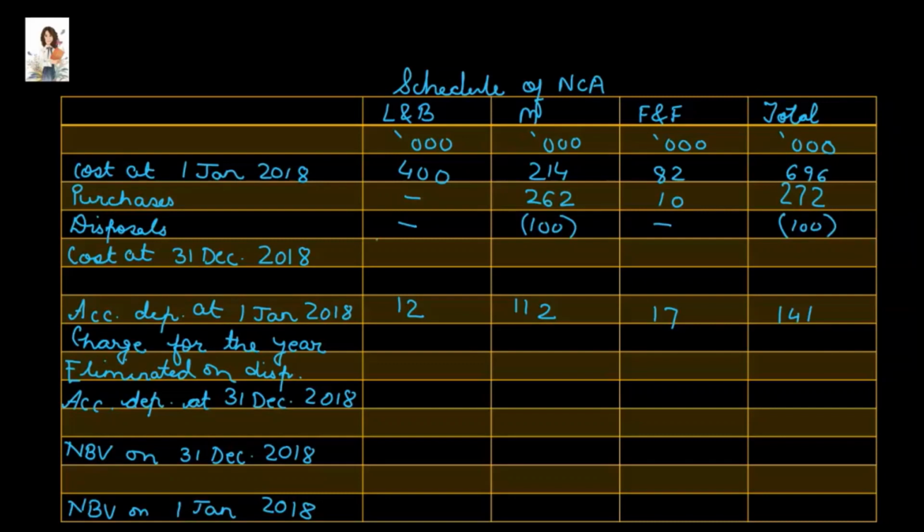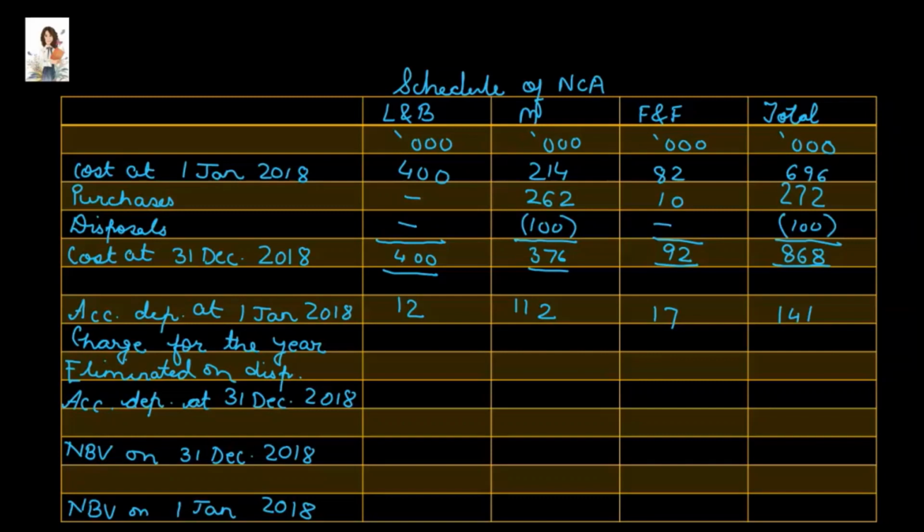So now we can arrive at the cost of non-current assets held on 31st December 2018. Let's total each column one by one. 400, 376, 92, and a total cost of $868,000. Please note that the figures in brackets mean that those figures have to be subtracted because the non-current assets are being disposed and are leaving the business.